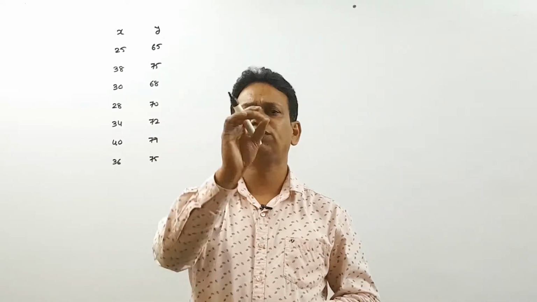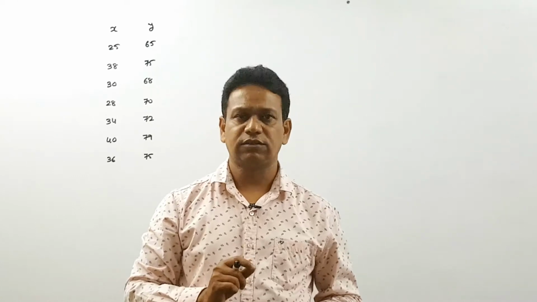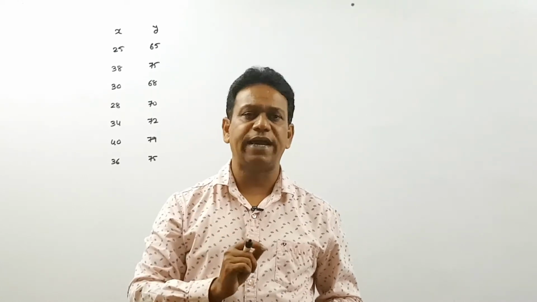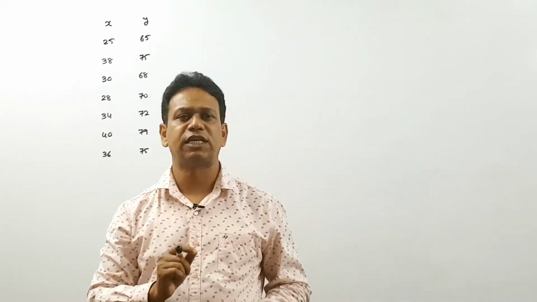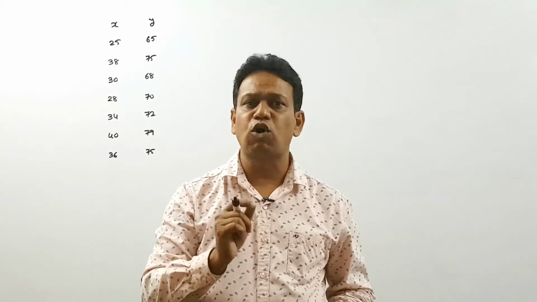My dear friends, as per our explanation of the first formula by Karl Pearson's method, our formula is r is equal to sum of x minus x bar, y minus y bar, divided by the first root of sum of x minus x bar square, into the other root of sum of y minus y bar square. Okay, so this method is called the product moment method.